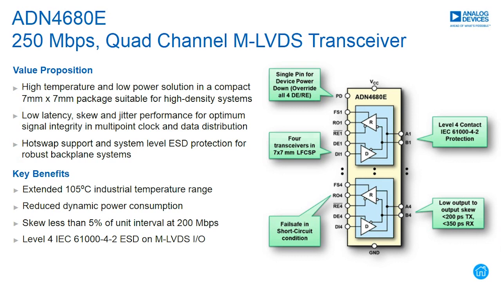With these products, we really placed a particular focus on controlling the power consumption. So here, the dynamic power consumption at 250 megabits is 65 milliwatts lower than the competing solutions. This is particularly important in applications where you have more than one of these transceivers. Flexible low power modes are included, where the individual transceivers can be shut down or powered up as needed, which helps further minimize heat dissipation. And as is standard with the ADI M-LVDS portfolio, the I/O includes level 4 contact IEC ESD protection, and the devices are hot swappable for use in backplanes.